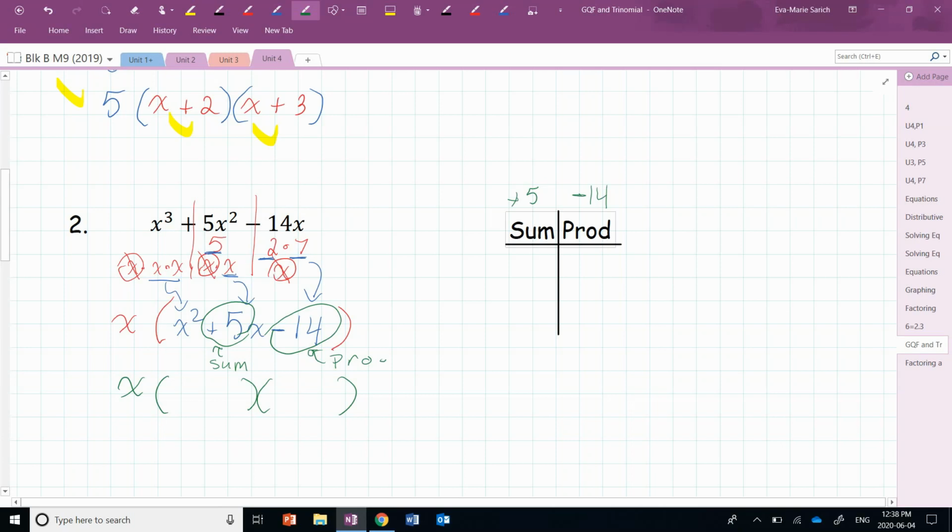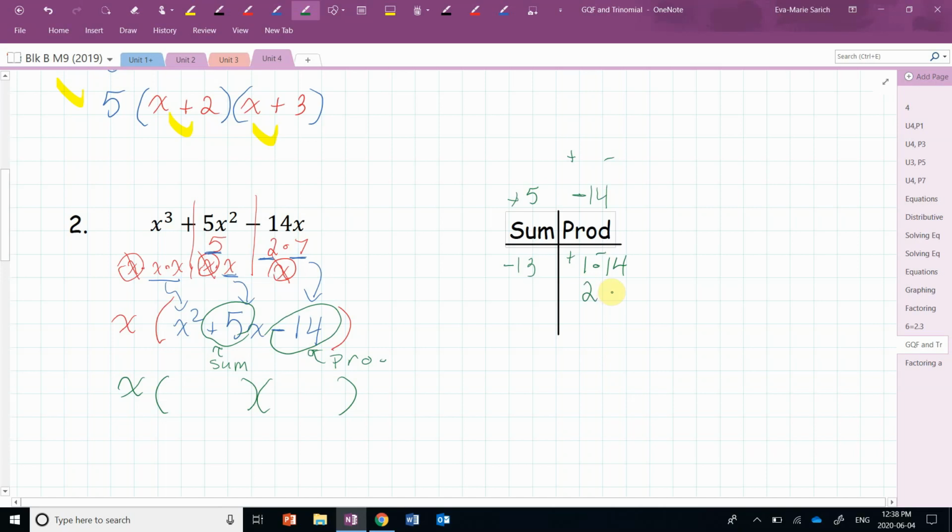Okay. So how do we get 14? Well, 1 times 14. Well, we need negative 14. So in order to get a negative, remember you have to have 1 positive and 1 negative. So let's make the first one positive and the second one negative. So positive 1 added to negative 14 is going to give us negative 13. Well, that's not right.